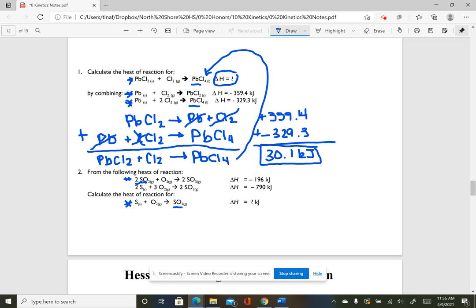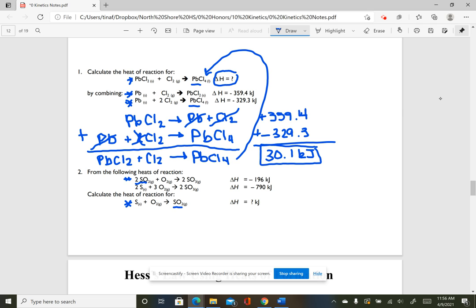Now, I'm also noticing something else. In the given reaction, I have two SO2s, but I only want to make one SO2. So not only are you allowed to flip reactions, but you're also allowed to change the number of moles and change the coefficients. So not only do I want to flip this reaction over, I want to cut everything in half.